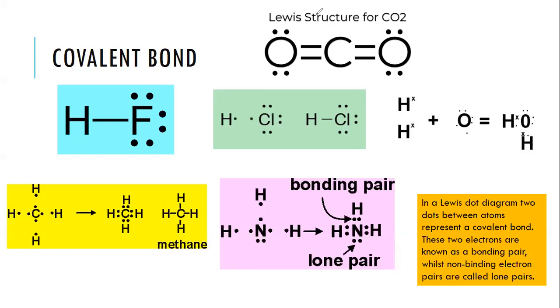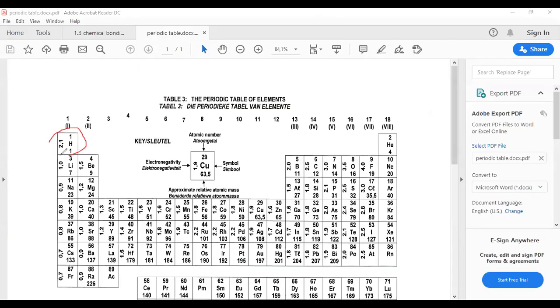I just want to take you to the periodic table. Let's identify. Hydrogen is in group 1, 1 valence electron. Fluorine is in group 17, 7 valence electrons. So fluorine is going to have 7 dots around it. Hydrogen is going to have 1 dot.